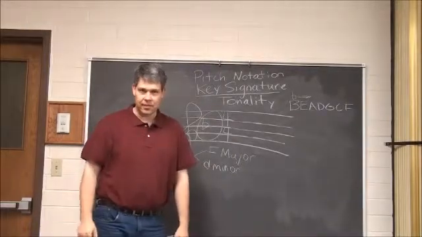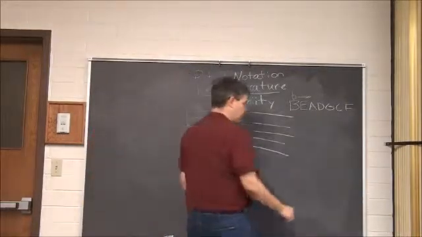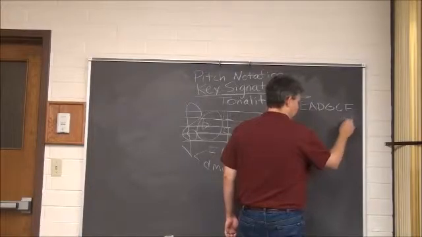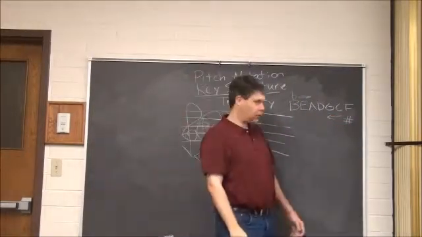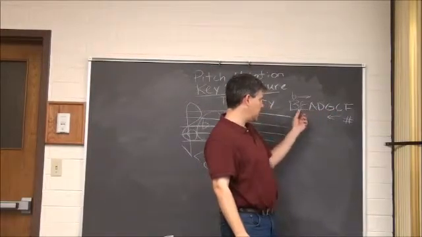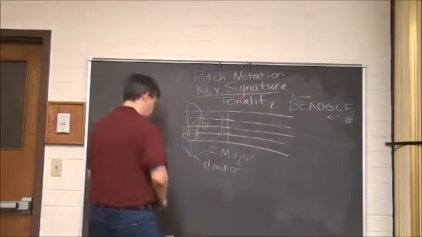The cool thing is if you can memorize it one way, you've got it memorized the other way, because the sharps go that way. So the order of sharps is F, C, G, D, A, E, B. Now, here's what happens.